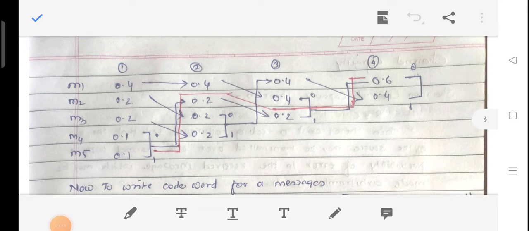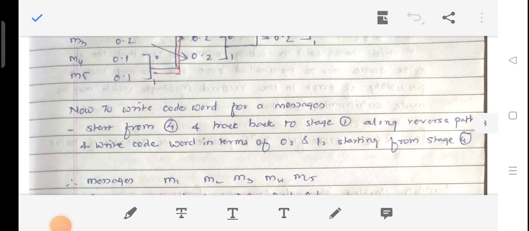Now how can we generate the code? This step is very important: generating or writing the code from the given diagram. So how can we write the code? Start from the last stage, that is the fourth stage, and trace back to stage 1 along the reverse path, writing the code word in terms of 0 and 1 starting from stage 4 to stage 1.